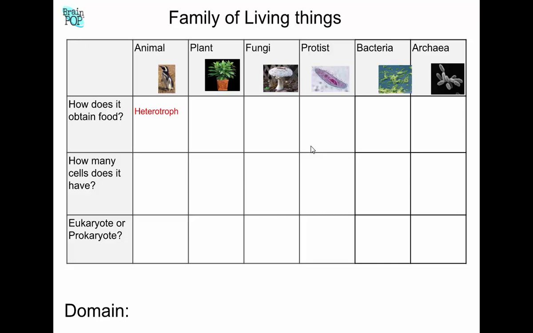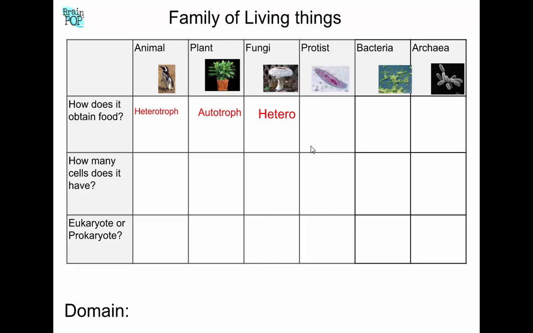Plants. What should we fill in for plants in terms of getting food? They are autotrophs. Plants use photosynthesis. They make their own food using sunlight. How about fungi? Heterotroph. Remember, we'll talk about this in more detail, but fungi decompose. They're eating dead logs and dead organisms. They don't make their own food. They have to decompose other things. So they're heterotrophs.